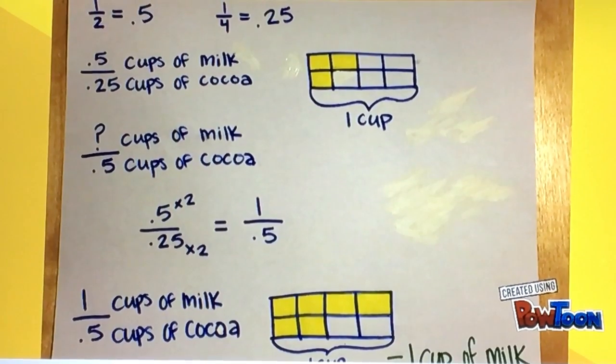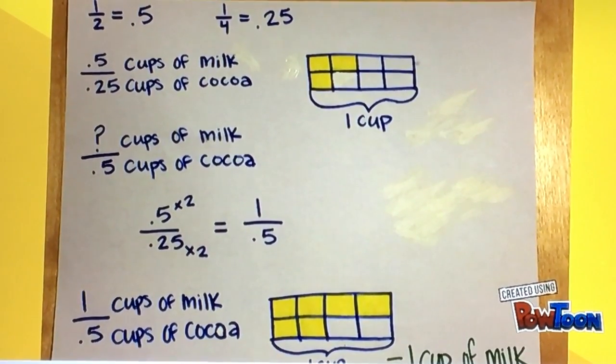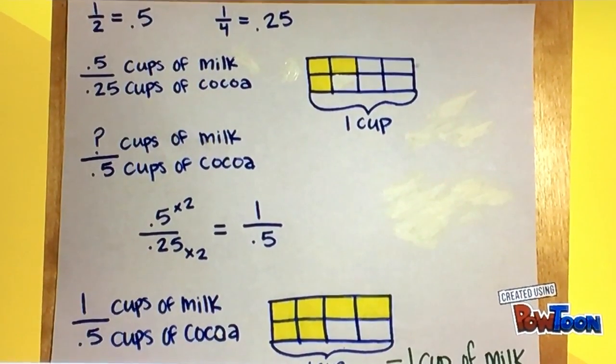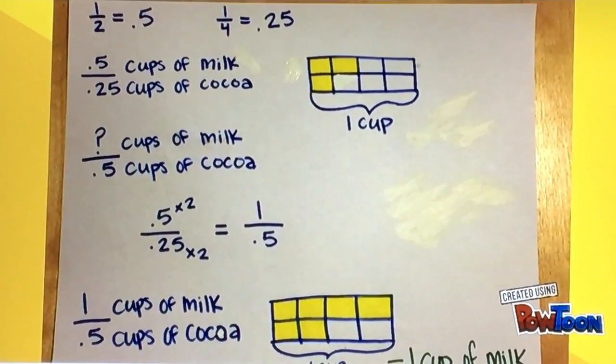So now we have 0.5, or 1/2 cups of cocoa for every 1 cup of milk. The diagram on the bottom right shows us 1/2 cups of cocoa, the 0.5, to 1 full cup of milk.